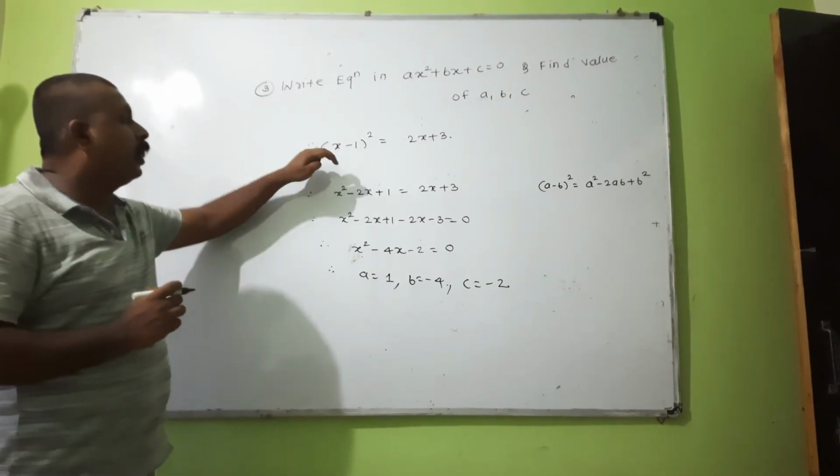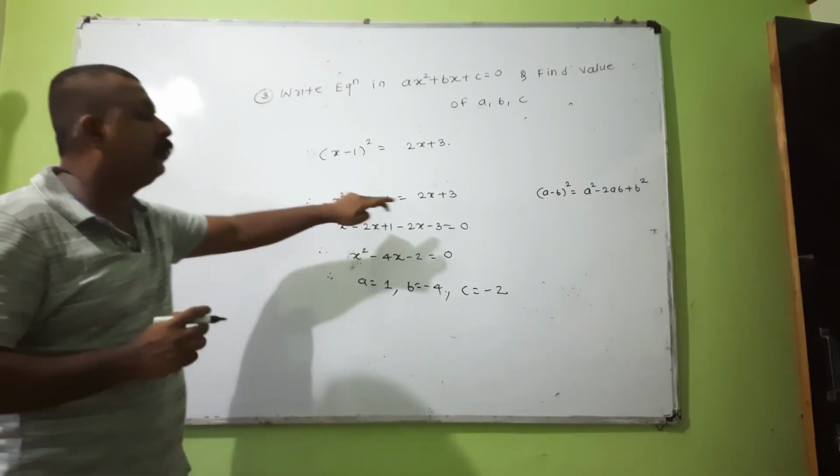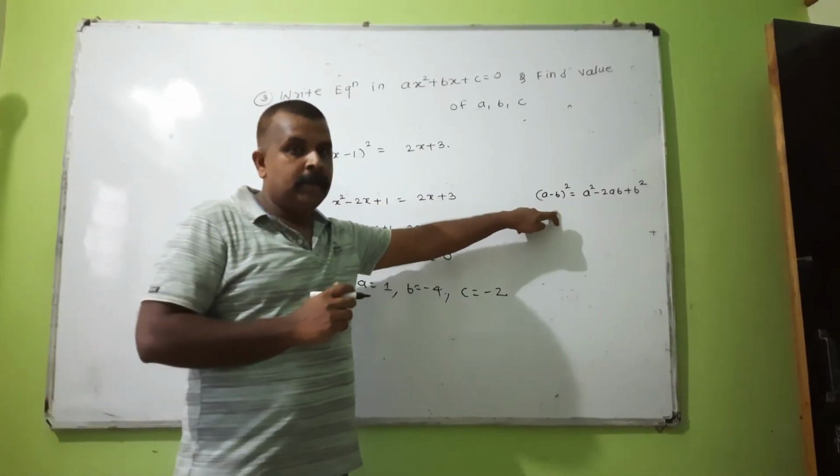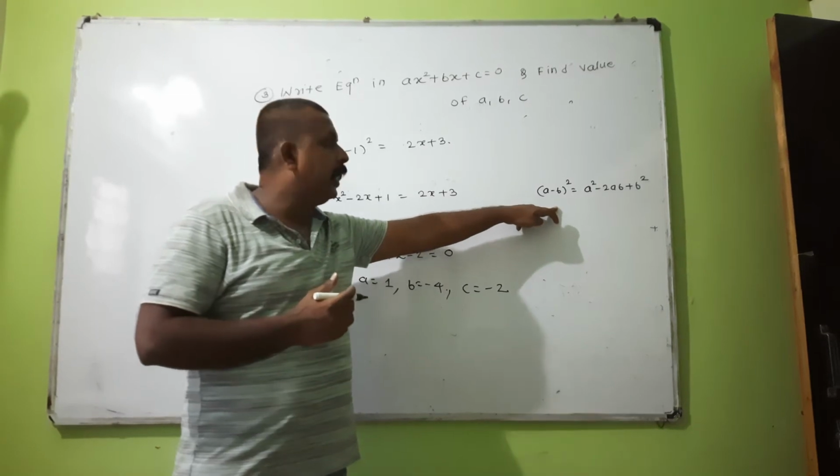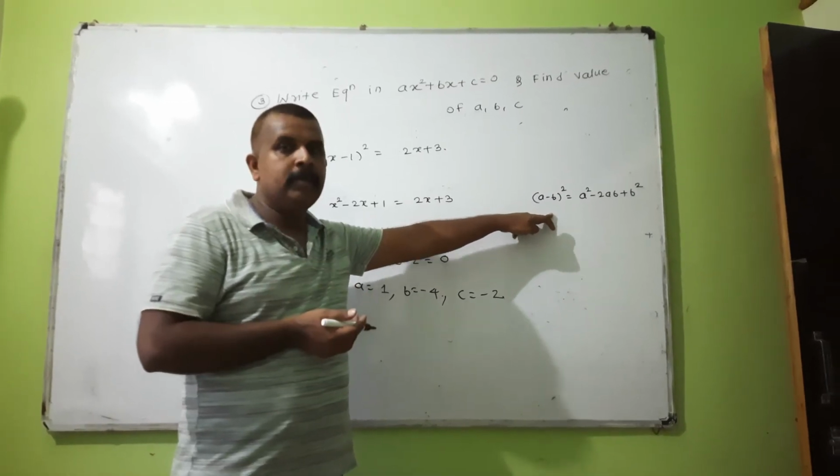So when you try to solve this, first of all you can use this identity. In the 10th example, start to mark the identity, learn the identity. This is so important.